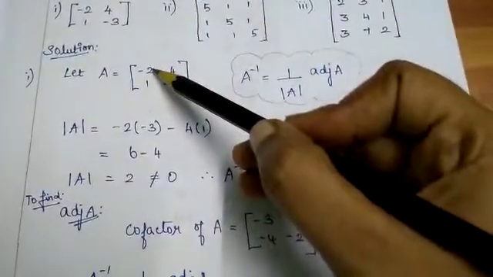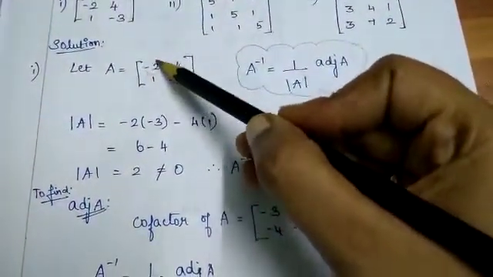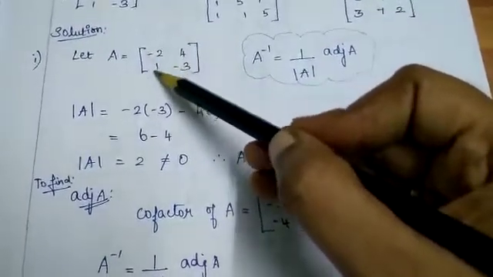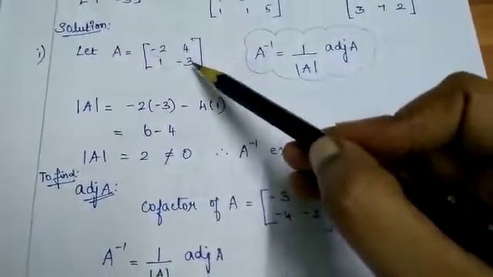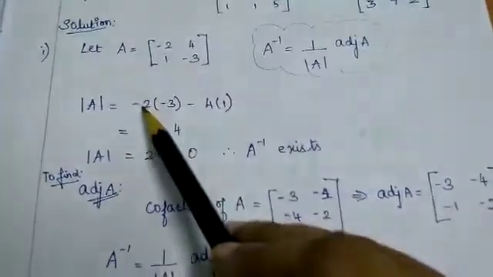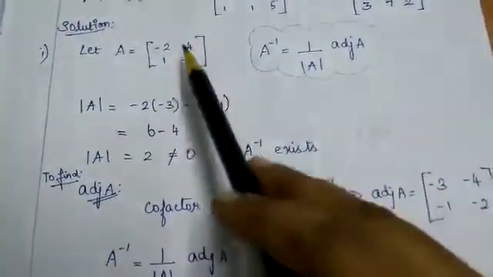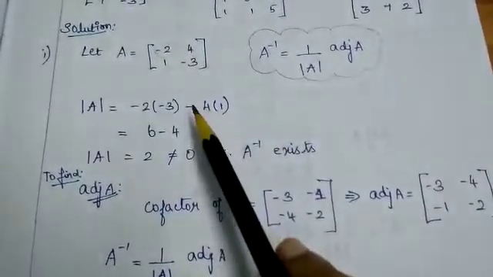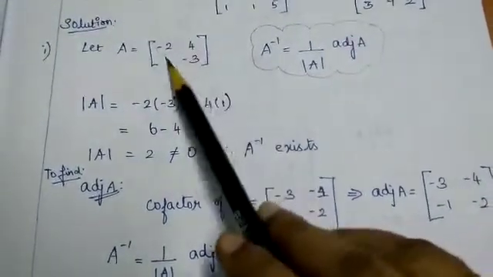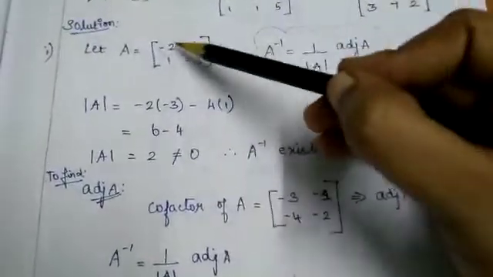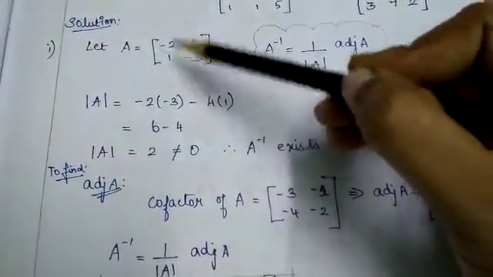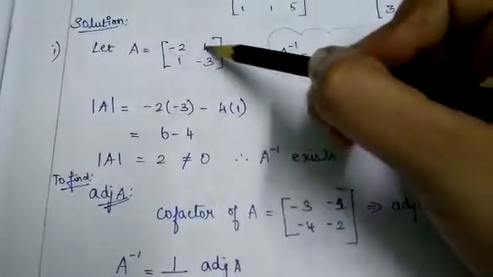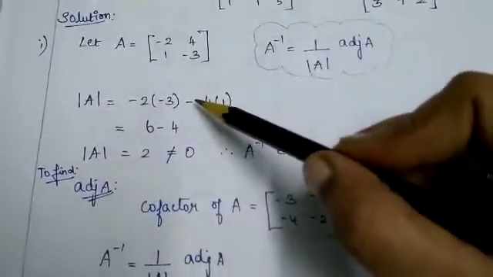So determinant A is nothing but, if I take the first value minus 2, the corresponding row and column will be deleted and the rest of the element is minus 3. So minus 2, minus 3. And joining these two elements, the symbol is minus, so minus 4 into 1. Since it is 2 cross 2, I'm just cross multiplying.